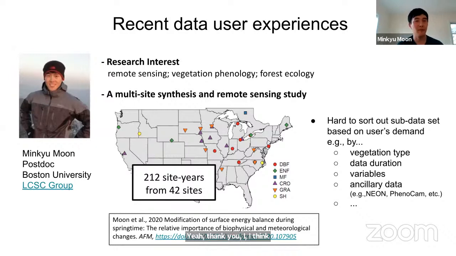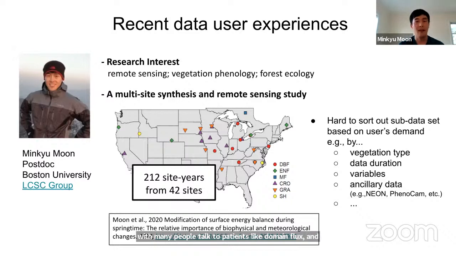This is Minju Moon. I'm a postdoc at Boston University Land Cover and Surface Climate Group. And first, I would like to thank all the people who are working hard to make this possible, such a great network database. My basic research area is remote sensing and vegetation phenology and forest ecology. And I use multiple sources of remote sensing data along with many field observations like the AmeriFlux and the PhenoCam network.